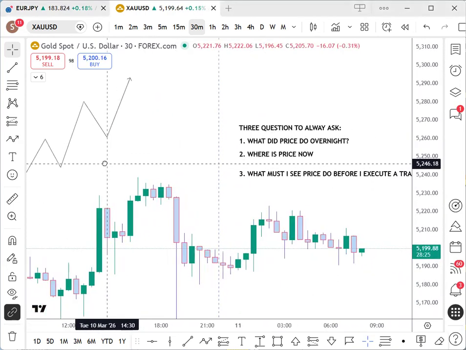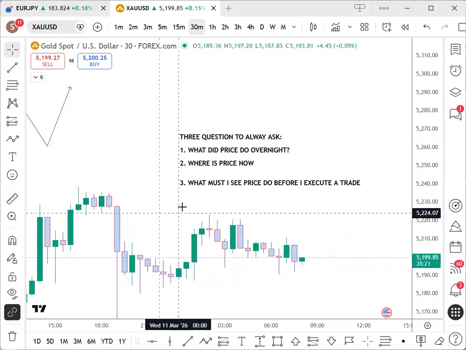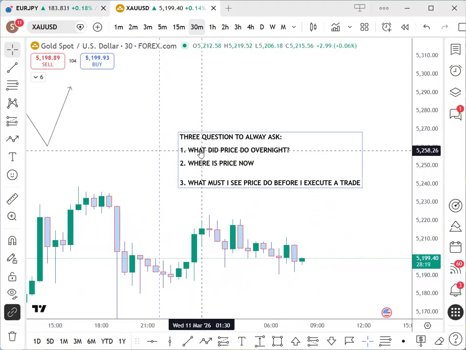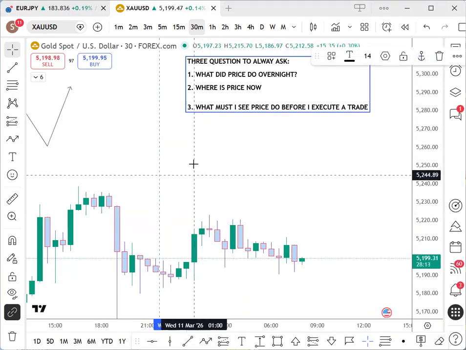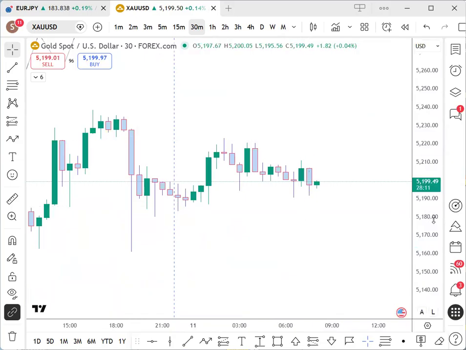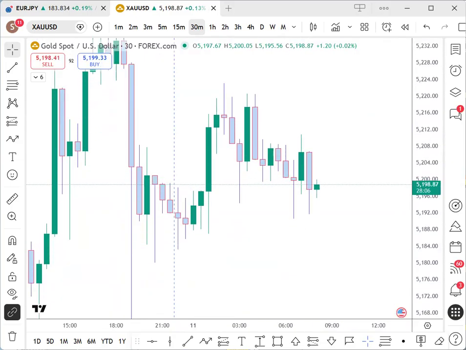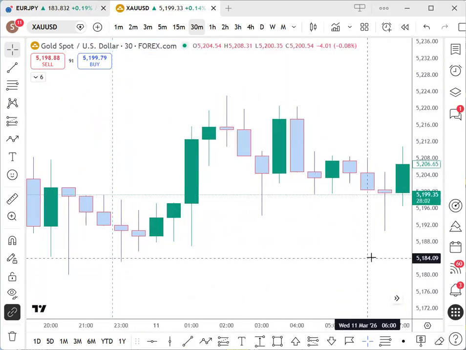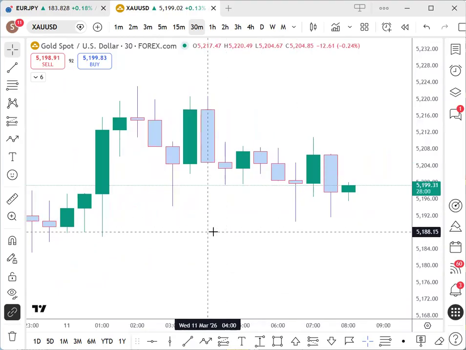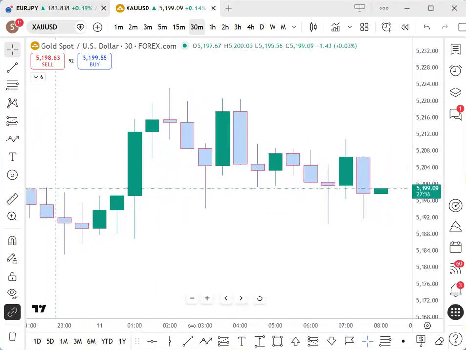So let's look at what we like to ask ourselves every time. What did price do overnight? Where is price now? And what must I see price do before I take a trade? Okay, so let's practicalize that with this knowledge that we have now. Let me expand this for us. I'm just interested in what price has done today. So this is the start of the day. Okay, so let's look at it together.